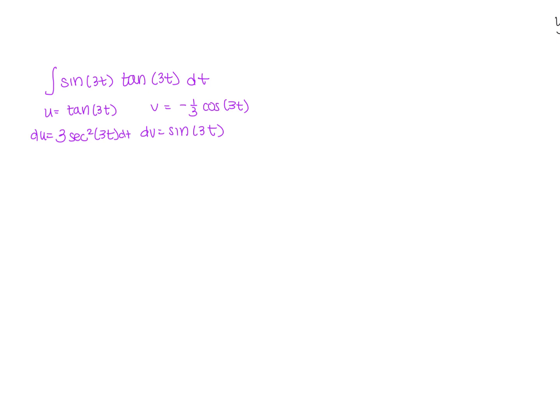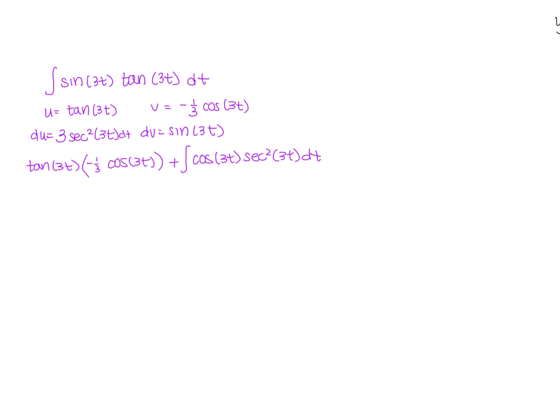And integration by parts would say this, u times v. So we've got tangent u v, probably could have written that out front, minus the integral of v du. I am going to throw that 1/3 or the negative out. The 1/3 and the 3 will cancel out. So v du would be the cosine of 3t times the secant squared of 3t dt.